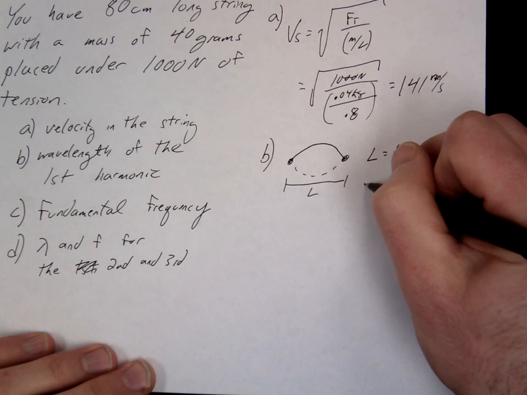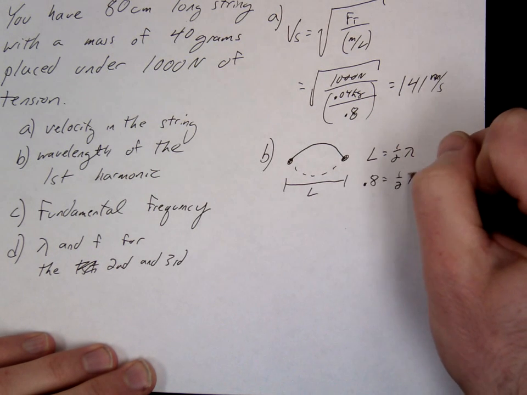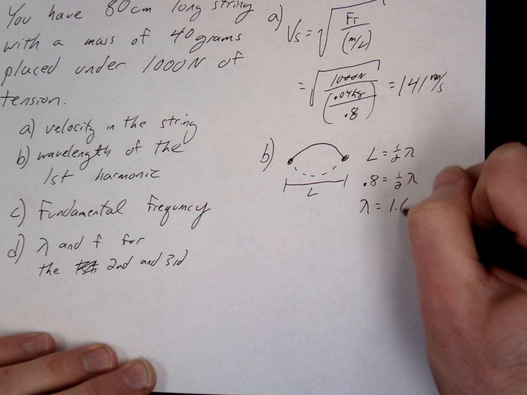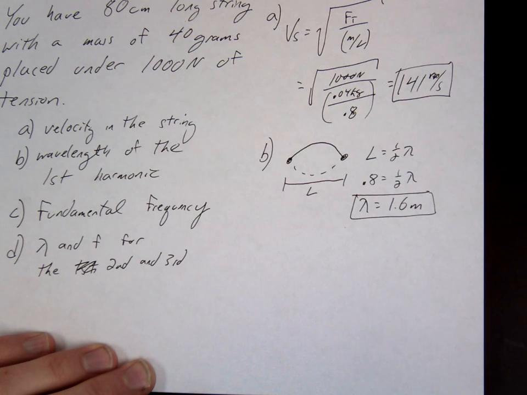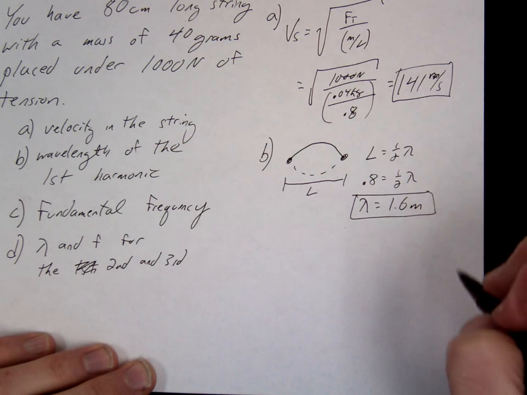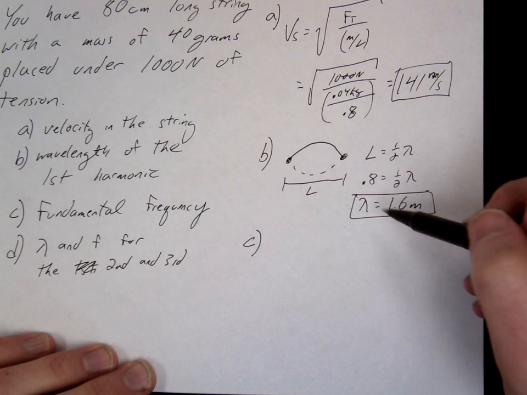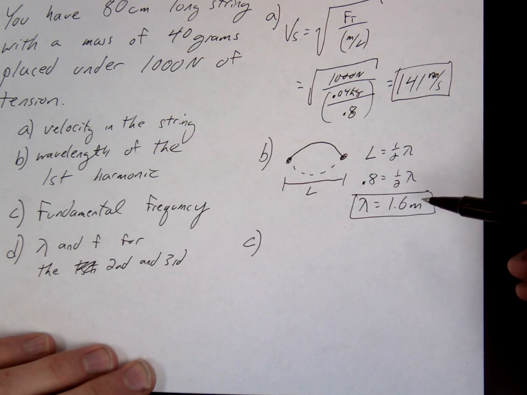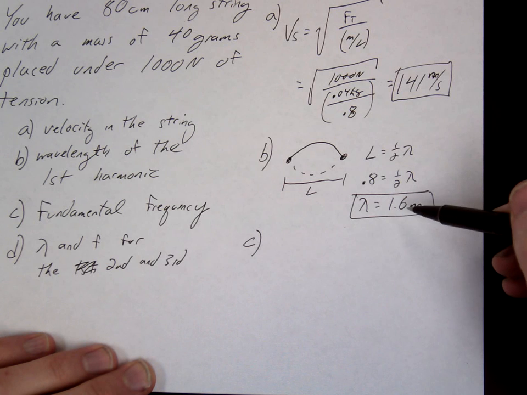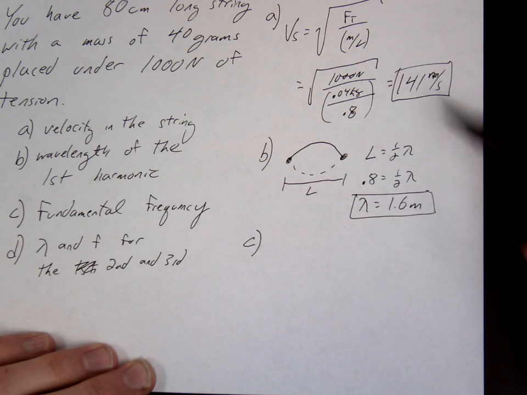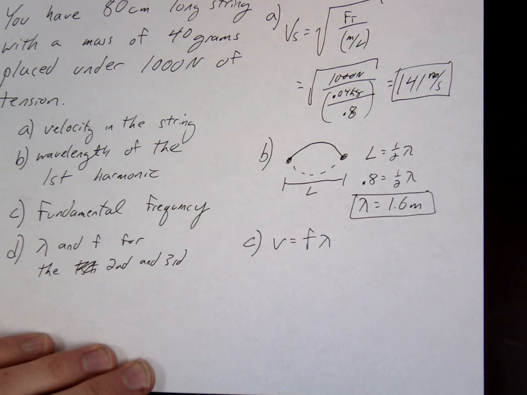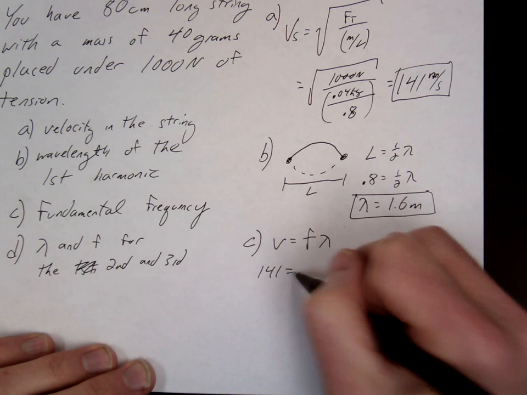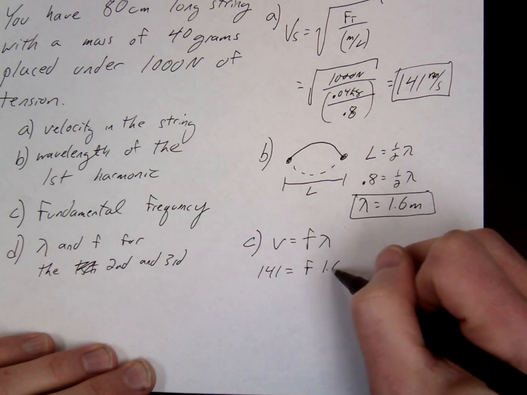So the length of the string was 0.8, which is 1/2 wavelength. So my wavelength will be twice that. Remember, the first harmonic has the longest wavelength, and it would actually be twice the length of the string. All right, so we know the velocity, we know the wavelength. How do we get the frequency? Use our big equation, v equals f lambda. So 141 equals f times 1.6.